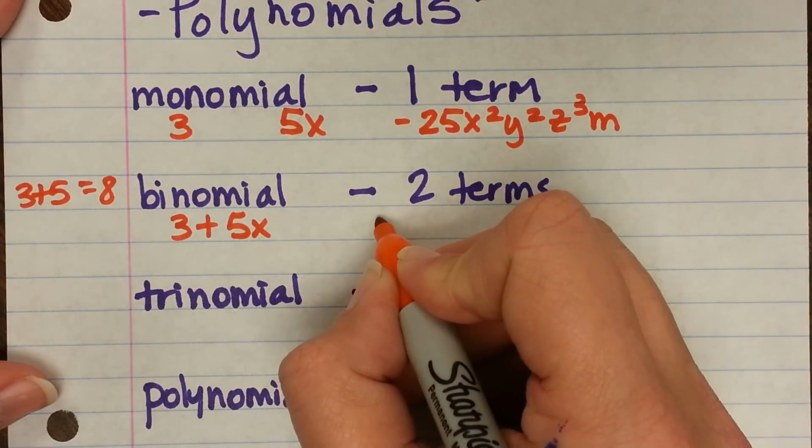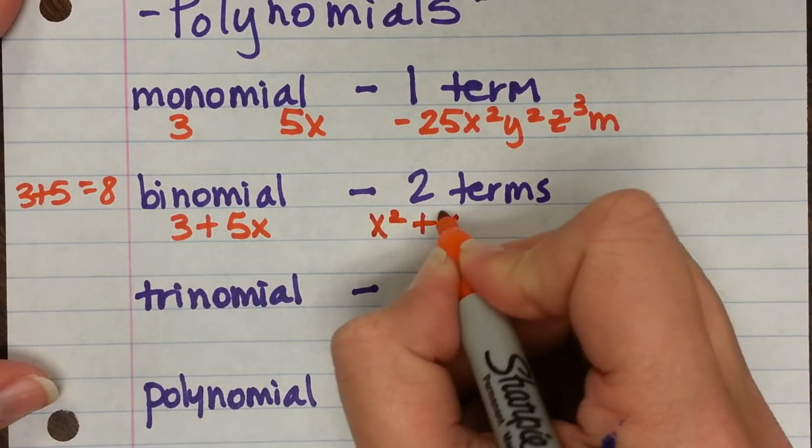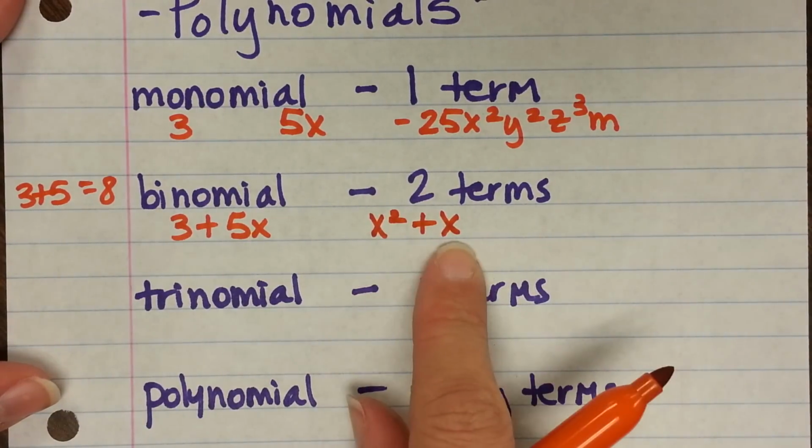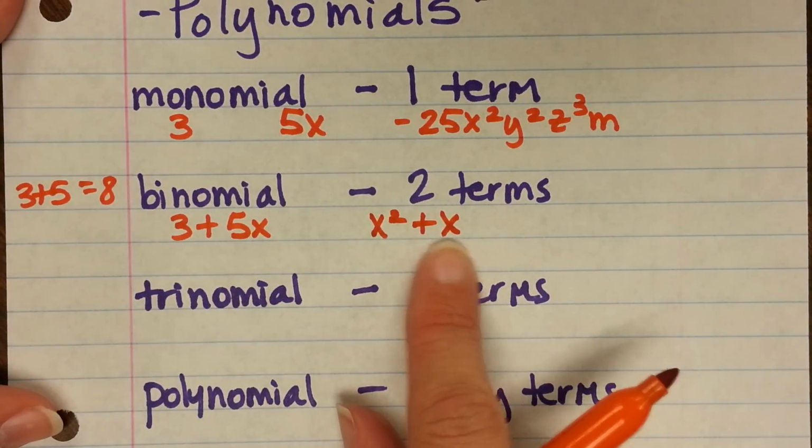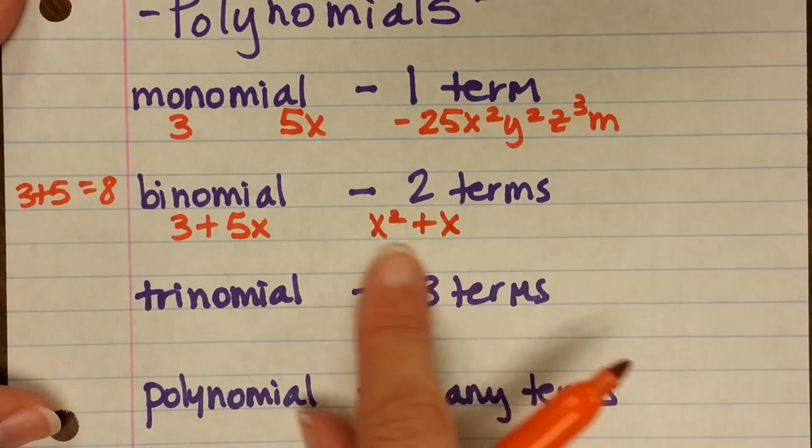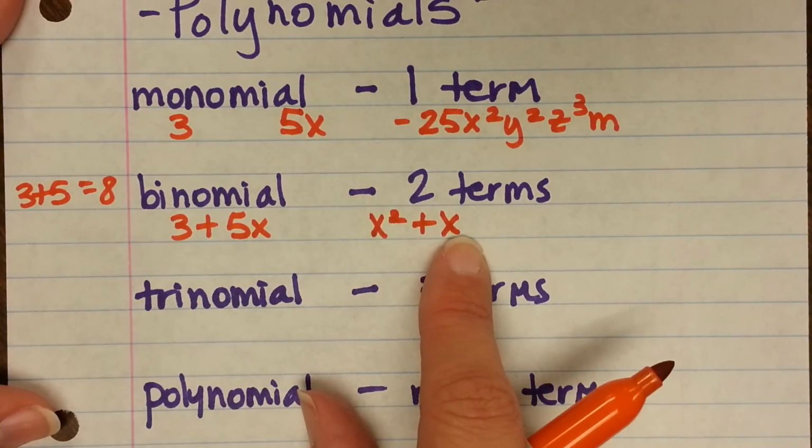So maybe another example, x squared plus x. Remember we talked about when we were looking at algebra tiles that these were two different shapes, so we couldn't go ahead and combine those. So this would be a binomial.